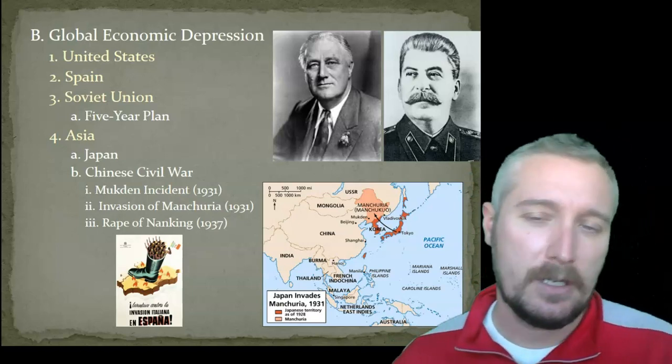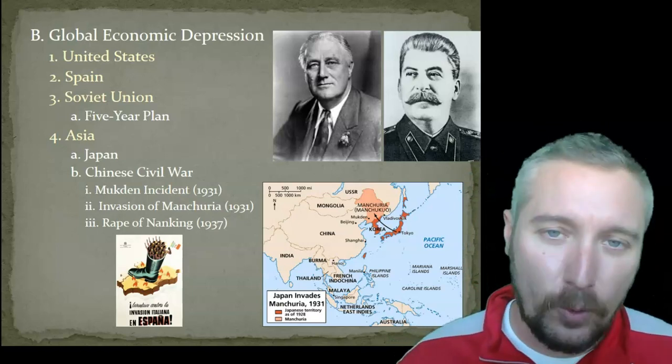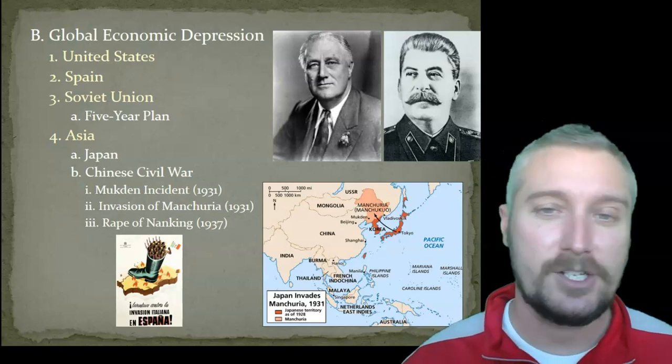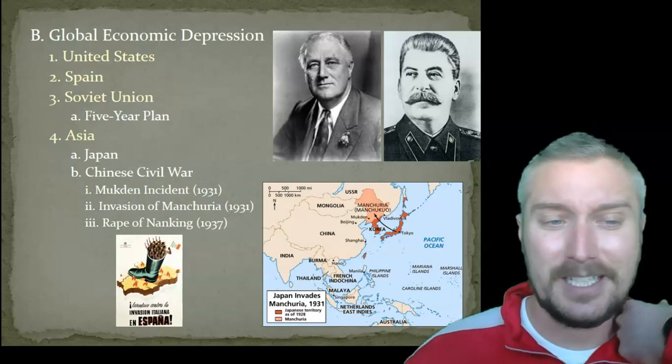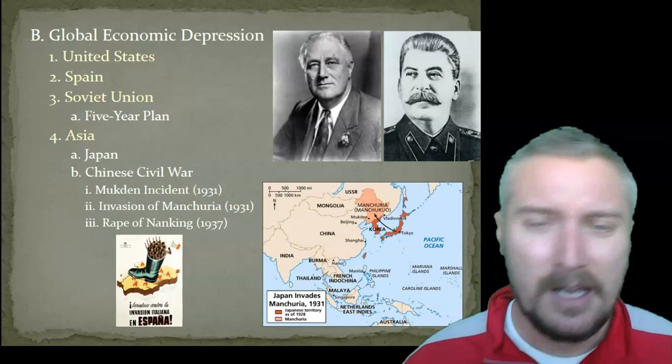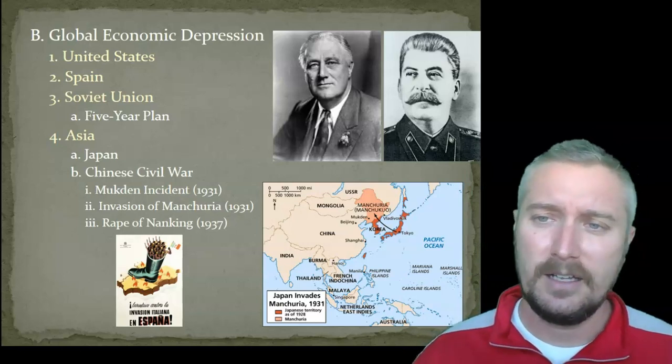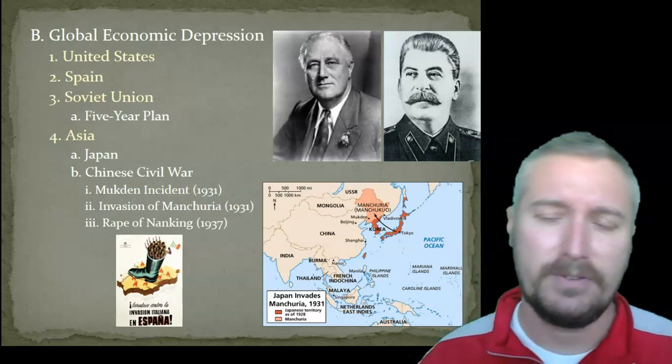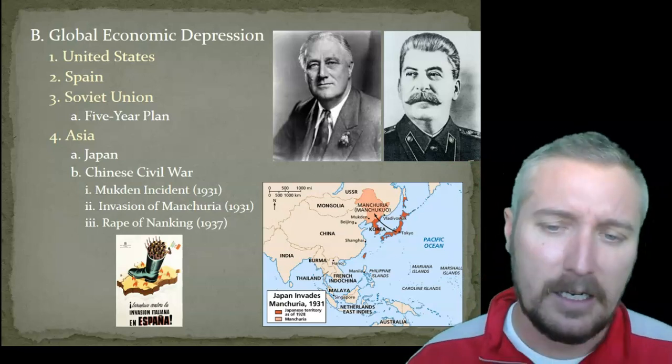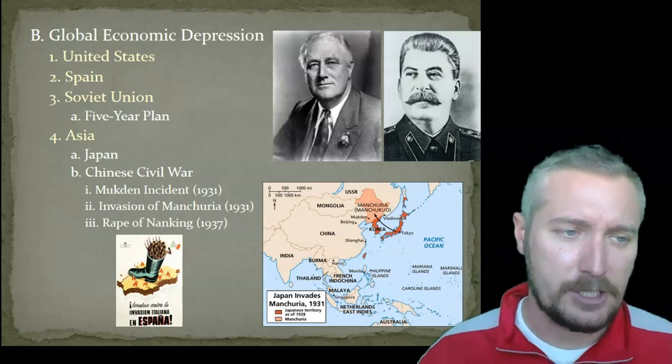As I mentioned, eventually the fascists would win the Civil War in Spain. Franco would last as dictator of that country for the next 36 years. That would have long-lasting effects well into the 70s that we would see a fascist government in Spain.